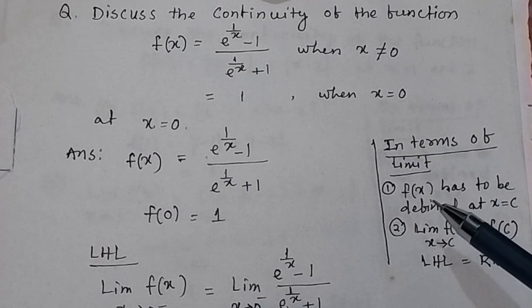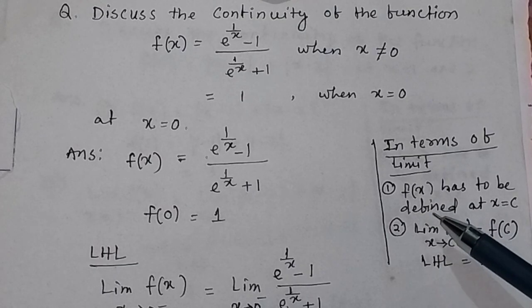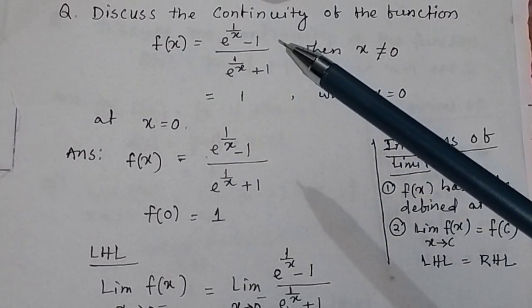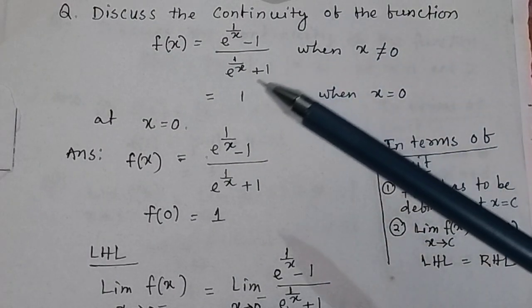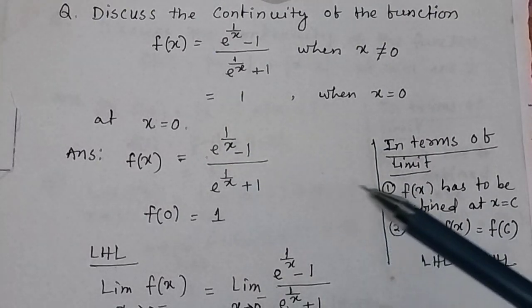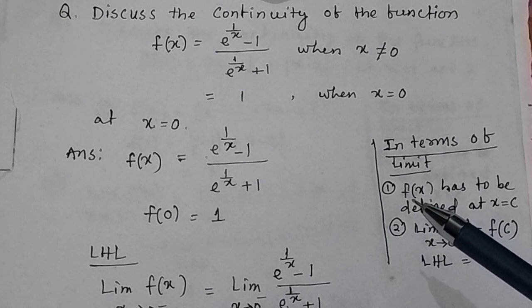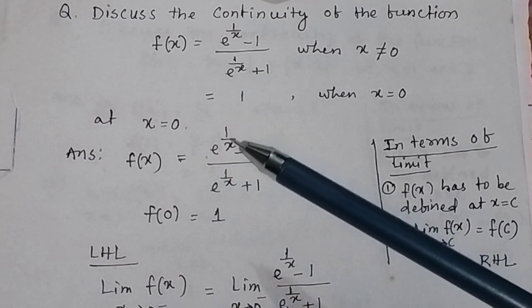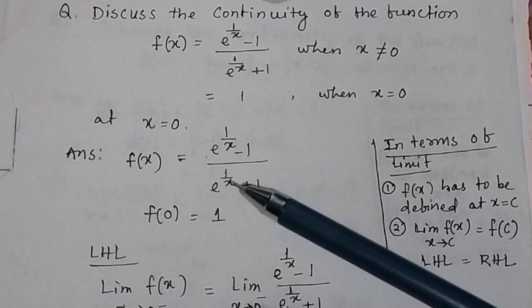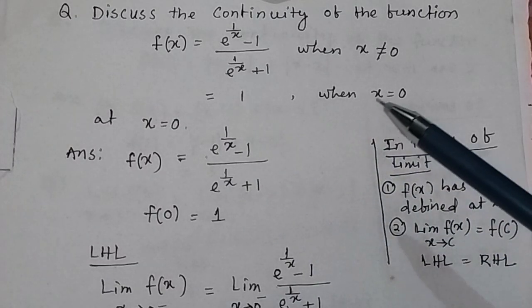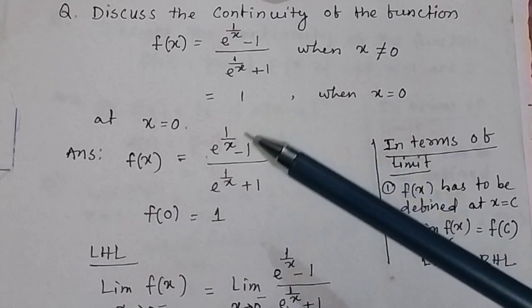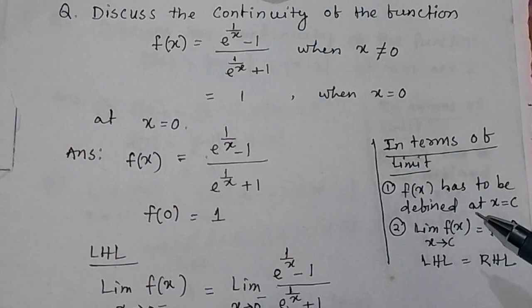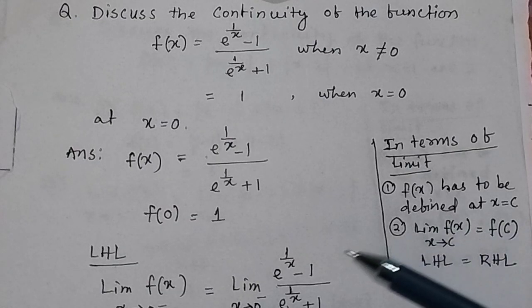So first check whether the function f(x) is defined at x equal to 0 or not, because it is given to test or find out the continuity of the function at x equal to 0. So first we will find out what f(0) is. f(x) is equal to (e^(1/x) - 1) / (e^(1/x) + 1), and it is given that when x equal to 0 it is equal to 1. So f(0) is equal to 1. That is why the function is defined at x equal to 0.